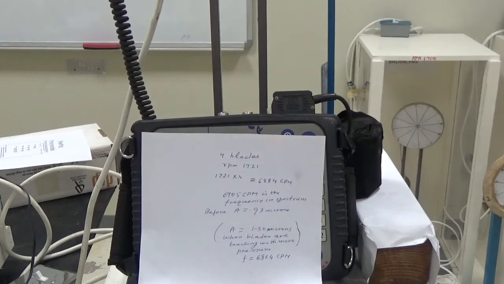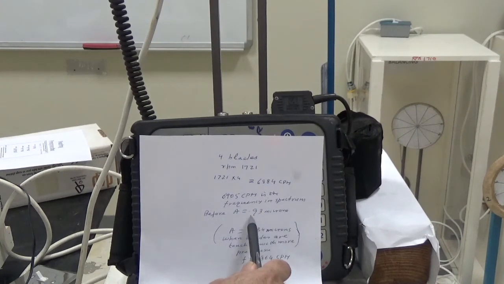Okay, now you can see here that after I push the cover plate and the pressure is more with the blades, the amplitude has increased. How much is the amplitude now? The amplitude is now 1.34 microns when blades are touching with more pressure at blade pass frequency, which is 6864 cycles per minute. And before, the amplitude was 0.93 microns. At that time I did not push the cover plate, so the pressure between blades and cover plate was not that much. After I pushed the cover plate, the pressure was more between the blades and cover plate, and the amplitude increased. The amplitude became 1.34 microns from 0.93 microns.